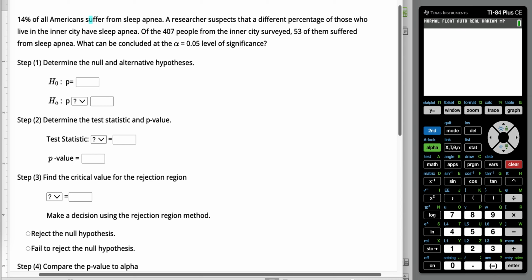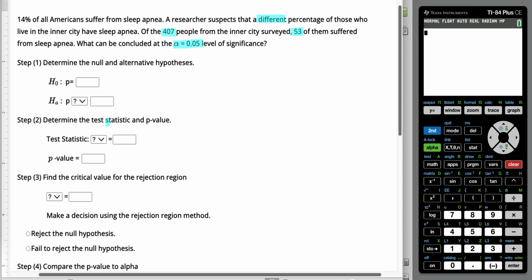13% of all Americans suffer from sleep apnea. A researcher suspects that a different percentage of those who live in the inner city have sleep apnea. Of those 407 people from the inner city, 53 of them suffered from sleep apnea. What can be concluded at the alpha equals 0.05 level of significance?